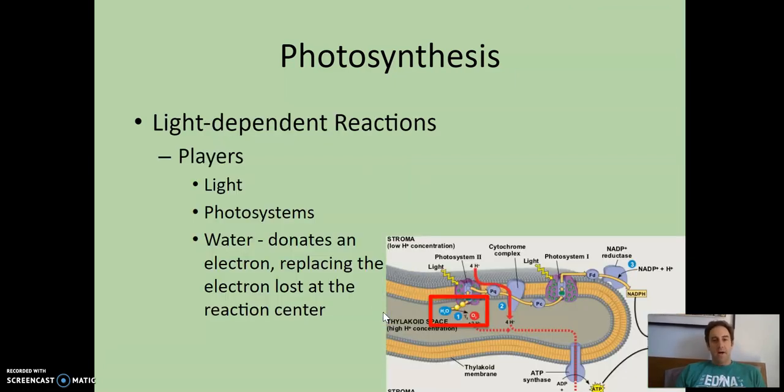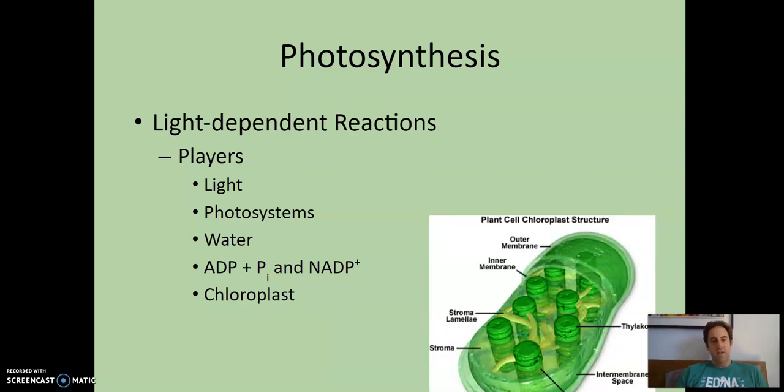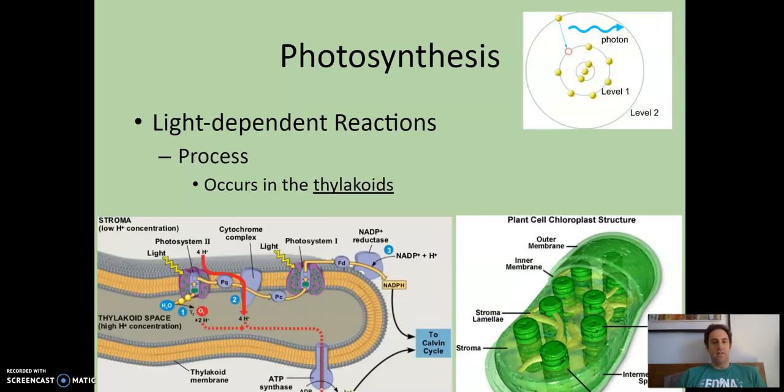Okay, the next player is water, and water, you may recall, was a reactant of photosynthesis, and we see that it's going to donate electrons that are lost at the photosystems, foreshadowing. We need ADP, phosphate, and NADP+, and these are just reactants that come into play, and then the chloroplast itself, which is where this takes place.